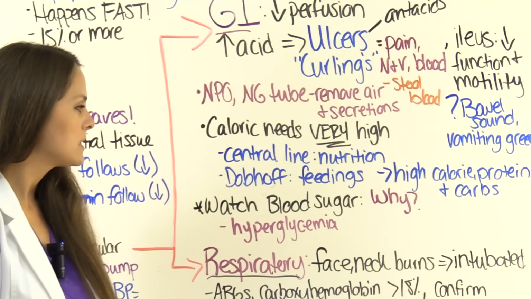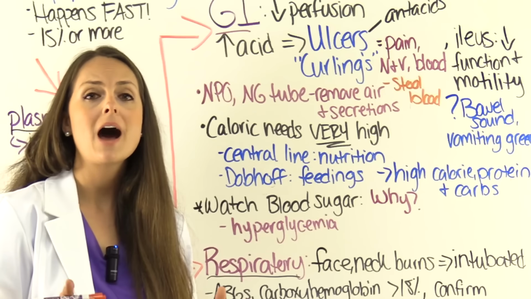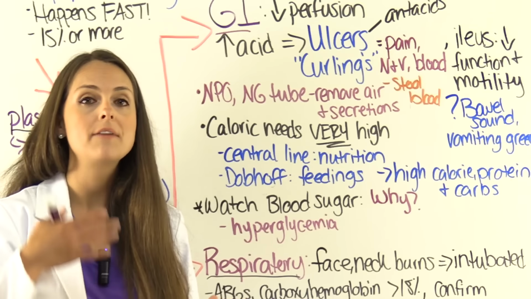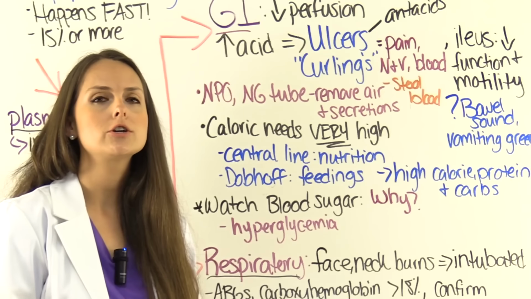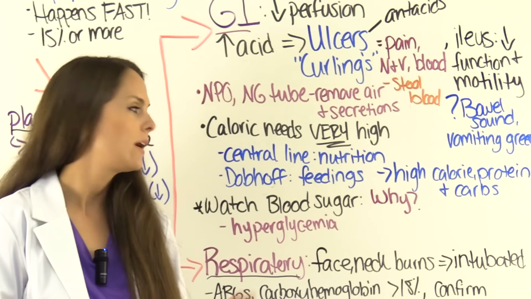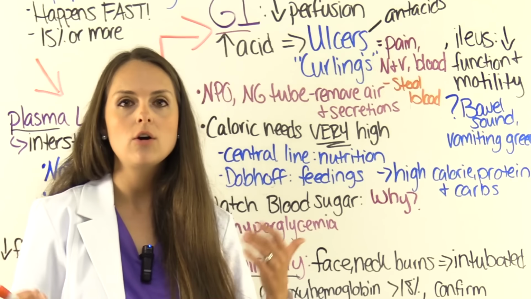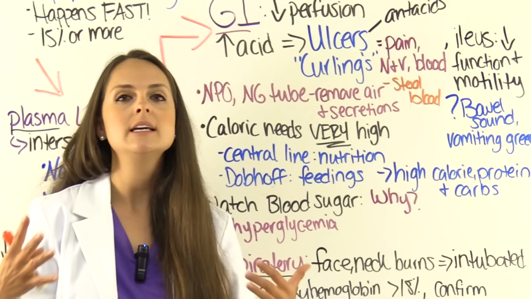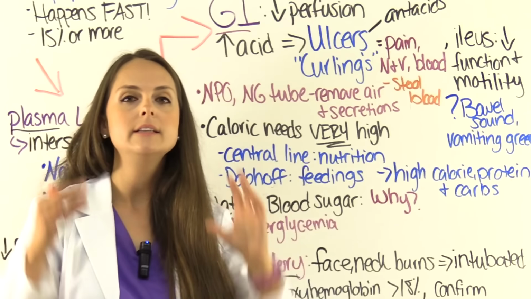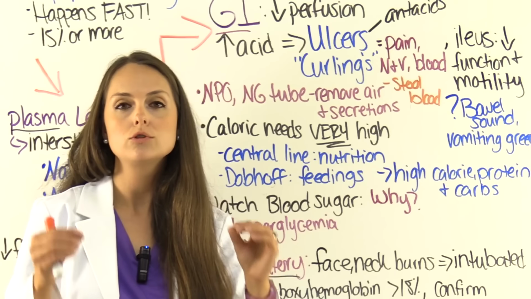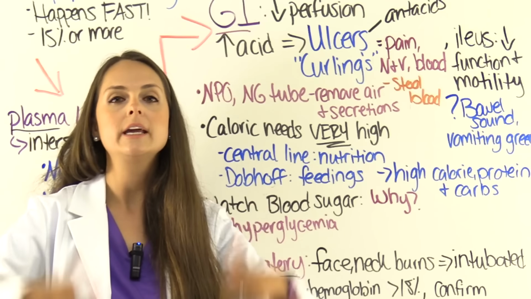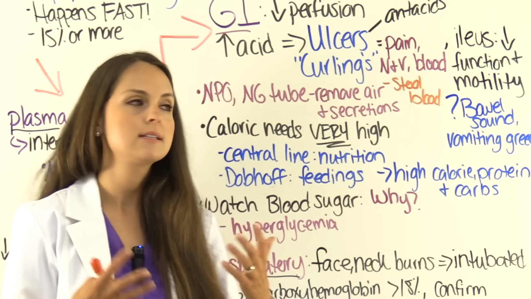Now, one thing you have to watch with these patients is that they may have hyperglycemia, where they have an increase in their blood sugar. So you're going to be checking that. Now, why is that? Well, the stress response, with the catecholamines and everything being released, is going to cause the liver to release glycogen, which is going to increase that blood sugar. So you may see that as well.